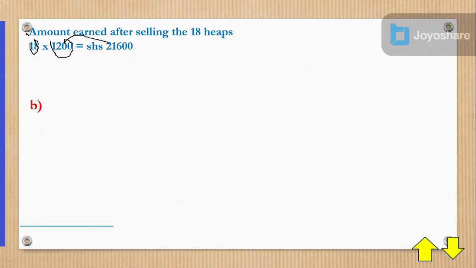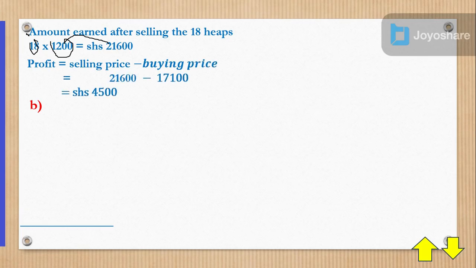That was not the profit, but remember the question asked for the profit. So now we shall get it from business math that profit is equal to selling price minus buying price. The selling price is 21,600, and the buying price was 17,100. When you subtract this minus that, you'll get 4,500 shillings.